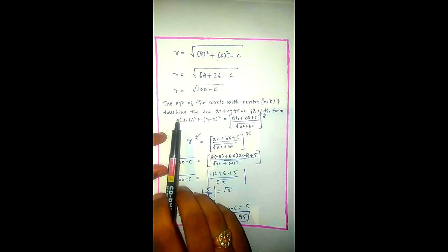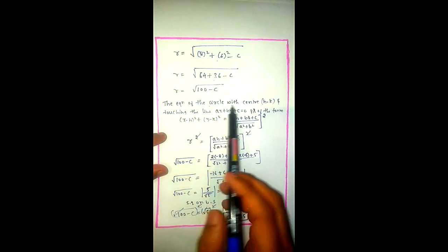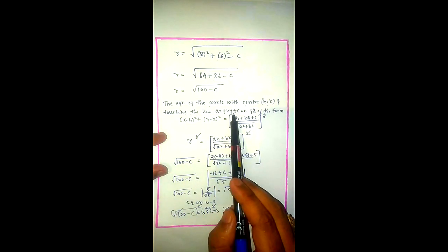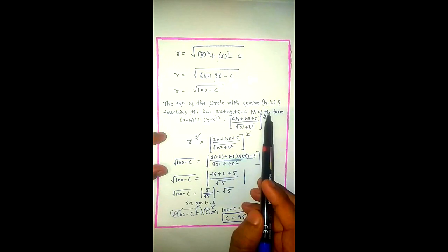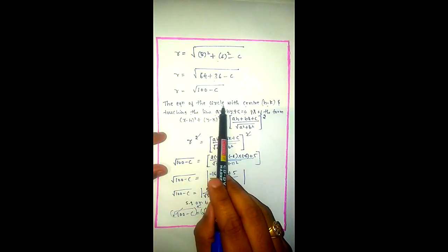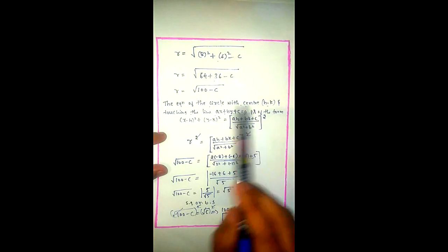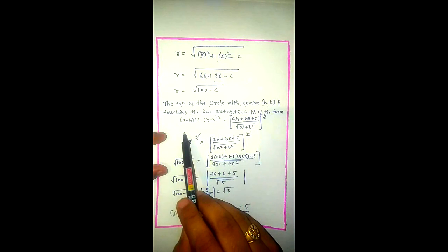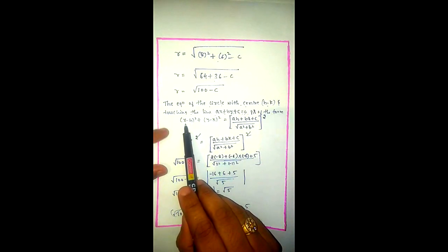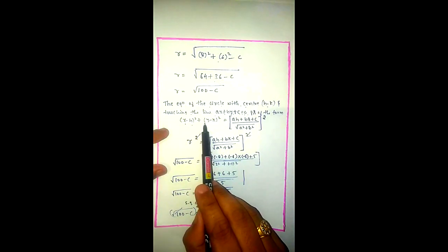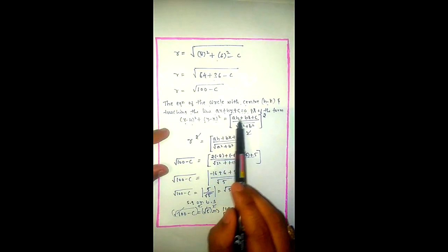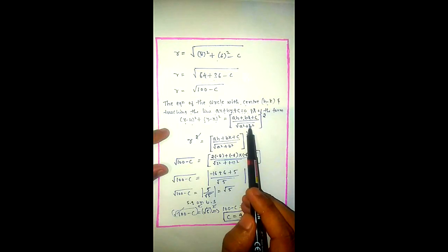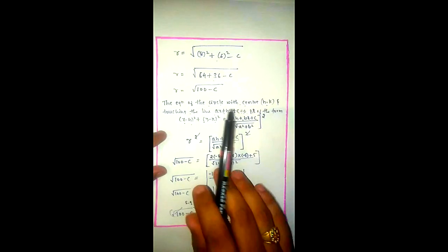Next, an important formula. The equation of the circle with center (h, k) touching the line ax + by + c = 0 is of the form, and this is a very important formula: (x − h)² + (y − k)² = ((ah + bk + c)/√(a² + b²))².